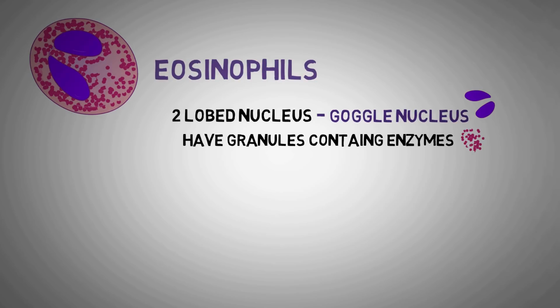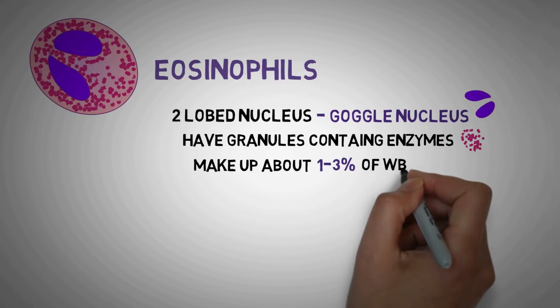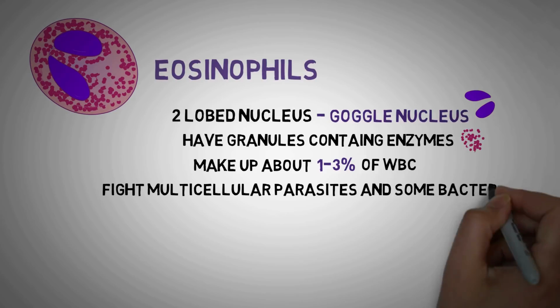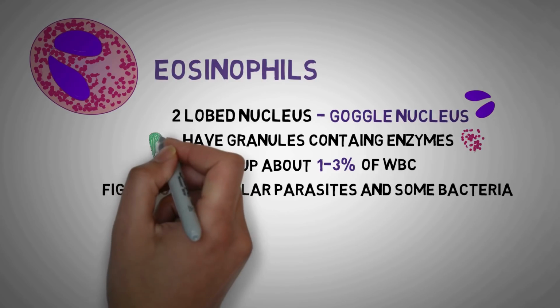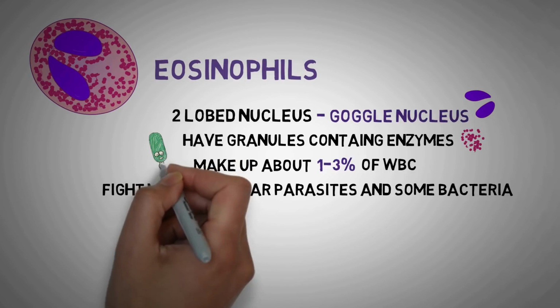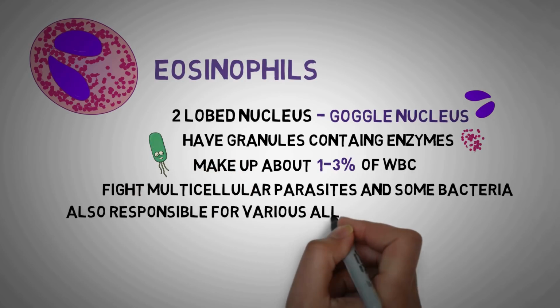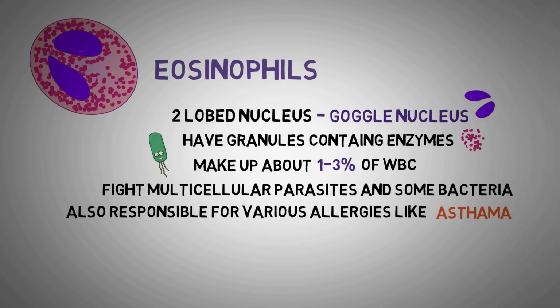In normal individuals, eosinophils make up about 1 to 3% of the white blood cells and are responsible for combating multicellular parasites and certain bacterial infections. There are also eosinophils that play a vital role in fighting infections. When unchecked, eosinophils are responsible for tissue damage and inflammation in many diseases including asthma.